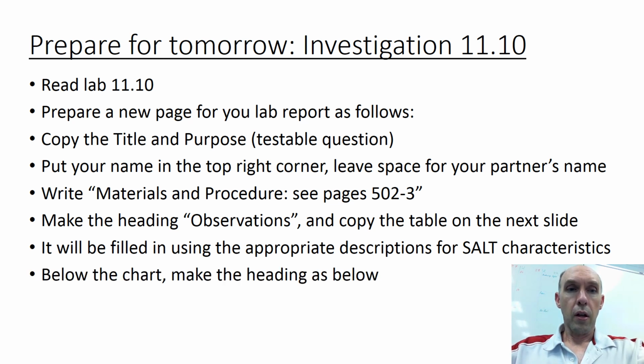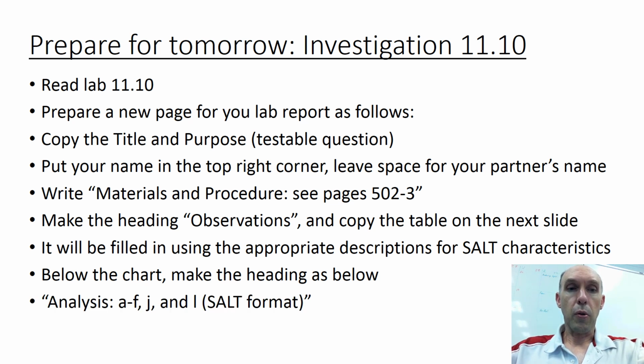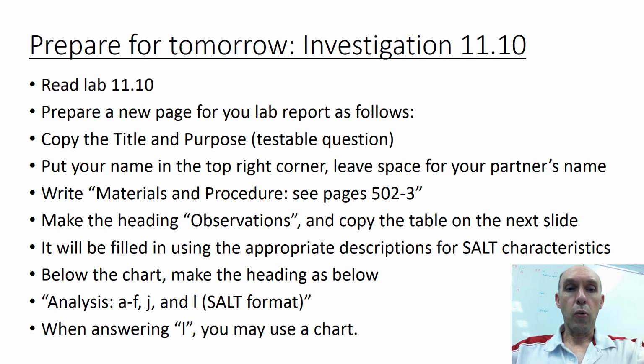Next, below that chart, you're going to make the heading, analysis, letters A through F, comma J, and letter L. Letter L, you're going to use the SALT format for that. And if you want to, for letter L, I would recommend using a chart. So you make a chart similar to the one for your observation table, but you're going to fill in your 3 locations that they give you in the question and make a chart for size, attitude, location, and type. So you can just record those in chart format.